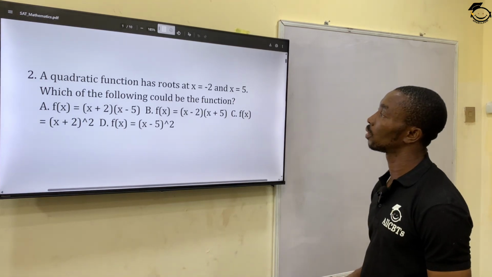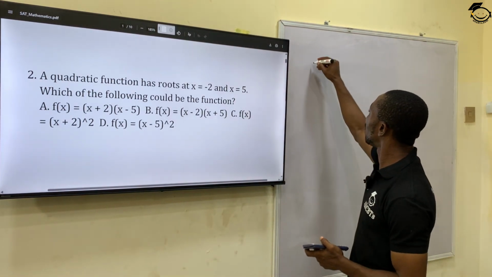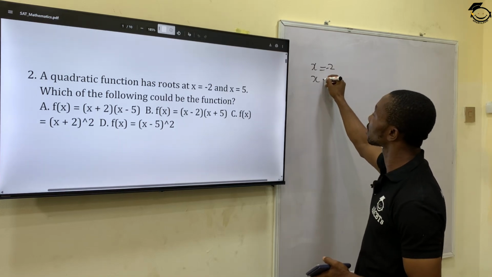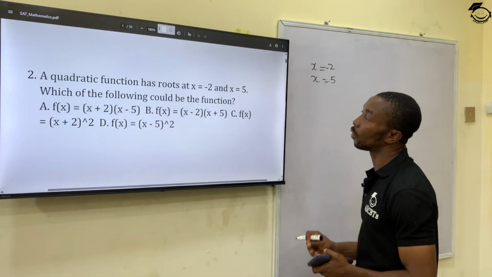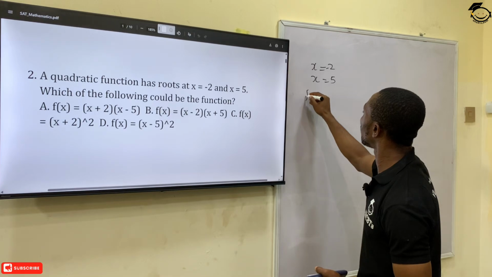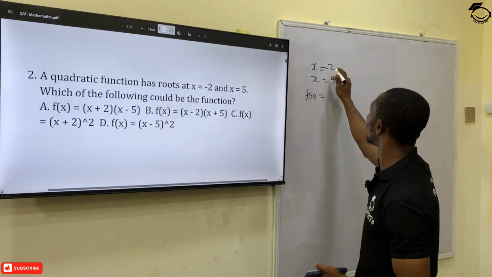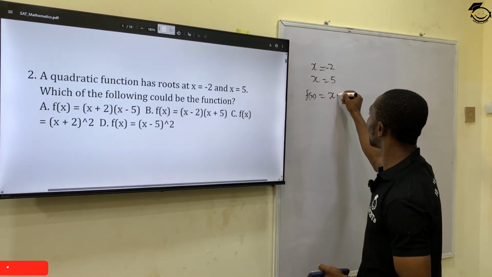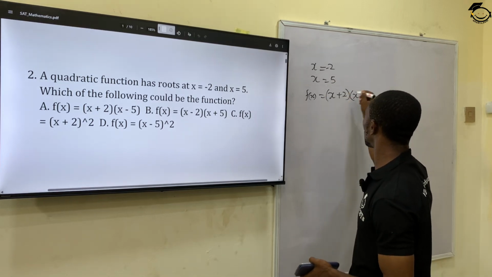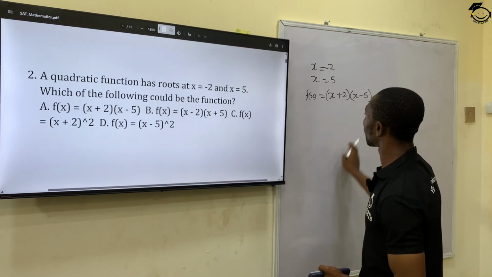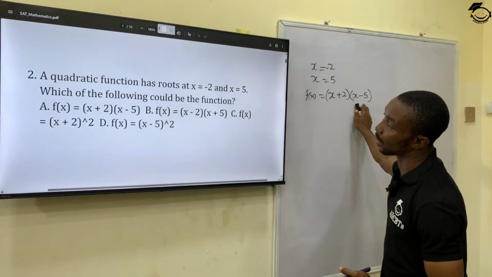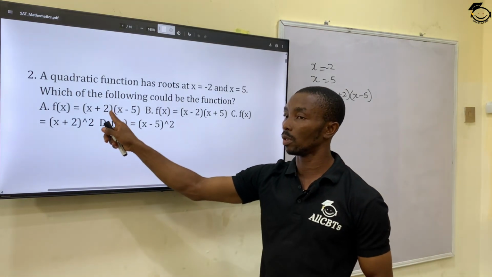A quadratic function has roots at x equals negative 2 and x equals 5. Which of the following could be the function? Now, in order to find the function, our f of x will become x, negative crossing over becomes positive, x plus 2, and x, positive crossing over becomes negative, x minus 5. So our function will become x plus 2 times x minus 5, which is our option A.